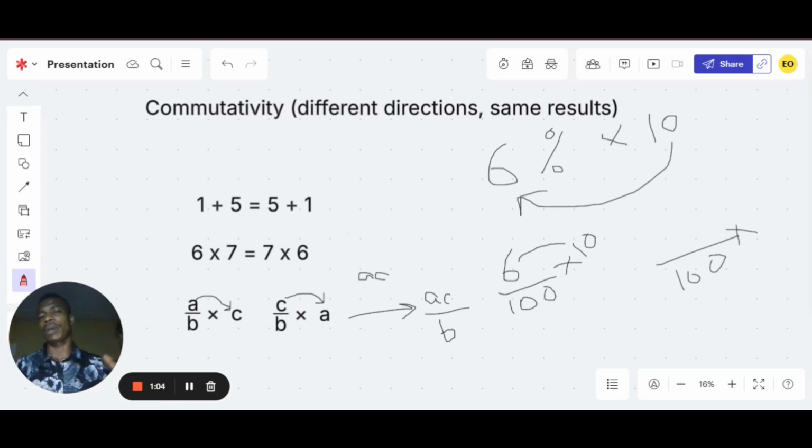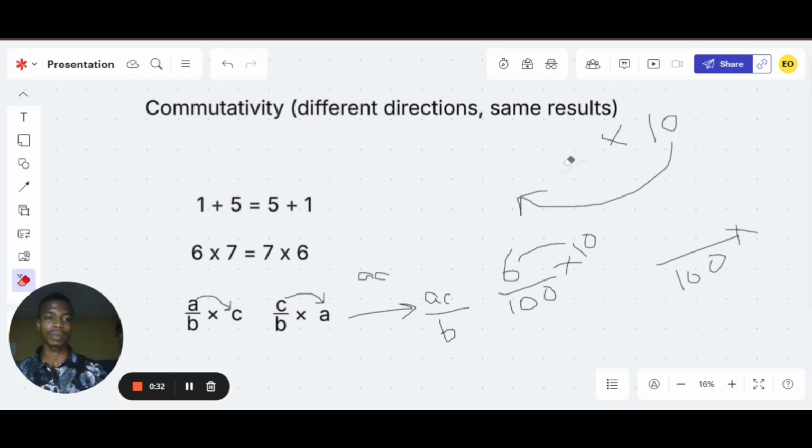So you can use the principle of commutativity to your advantage when solving percentages, because whatever digit you see here, you bring it here. So 6% of 50 is the same thing as 50% of 6. 9% of 30 is the same thing as 30% of 9. Once you keep this in mind, you can easily find any percentage you want to find. This is how we use the principle of commutativity to our advantage here.